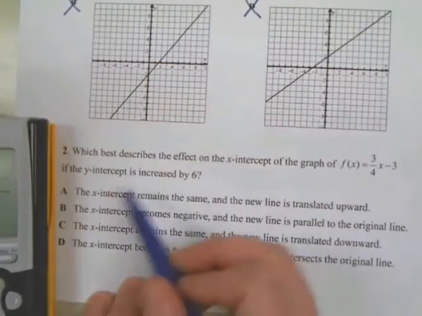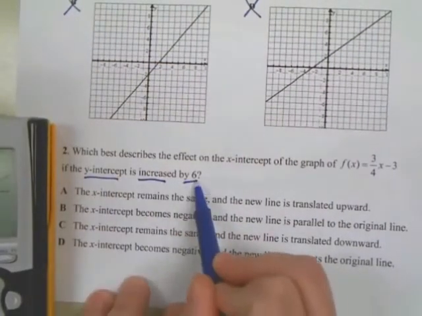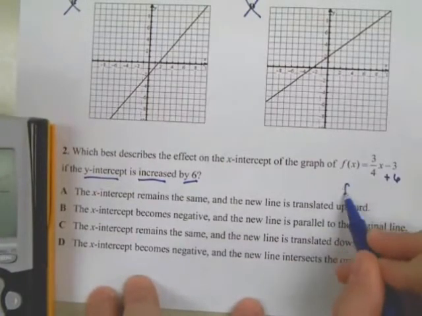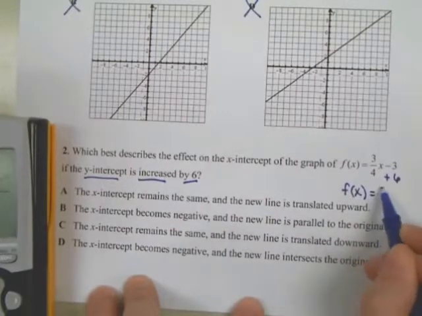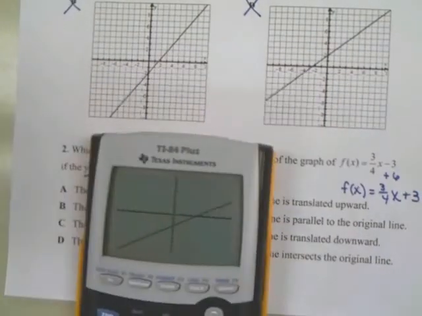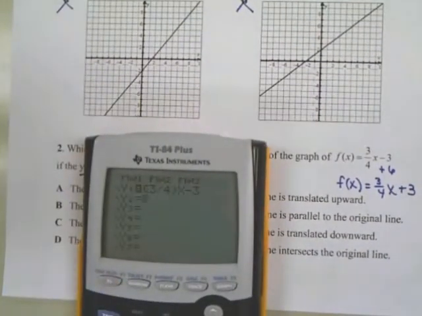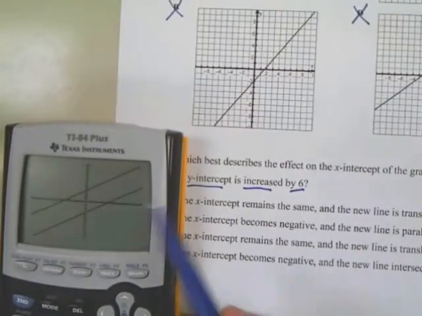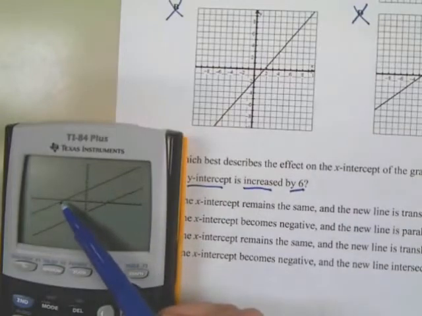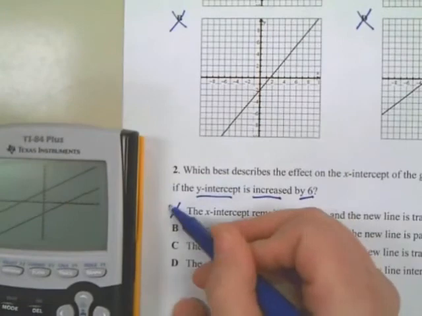The question says that we want to increase the y-intercept by 6. This being the y-intercept, when that increases by 6, we'll be looking at f of x equals 3/4 x plus 3. And now I see my second line. The x-intercept remains the same? This was the x-intercept of our first line. This is the x-intercept of our second line. They are not the same.